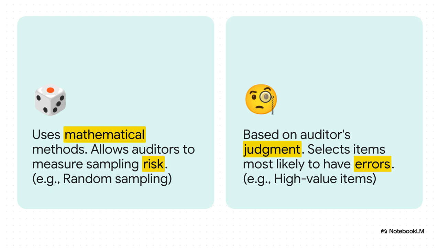You can say, I am 95% confident that the error rate is no more than 2%. It's very objective. On the other side, you have non-statistical sampling, which we often call judgmental sampling. This is all about using your professional experience and intuition. You're not picking randomly. You're deliberately choosing items you think are risky, like all transactions over $1 million, or anything that looks weird. It's more subjective, but can be super effective.